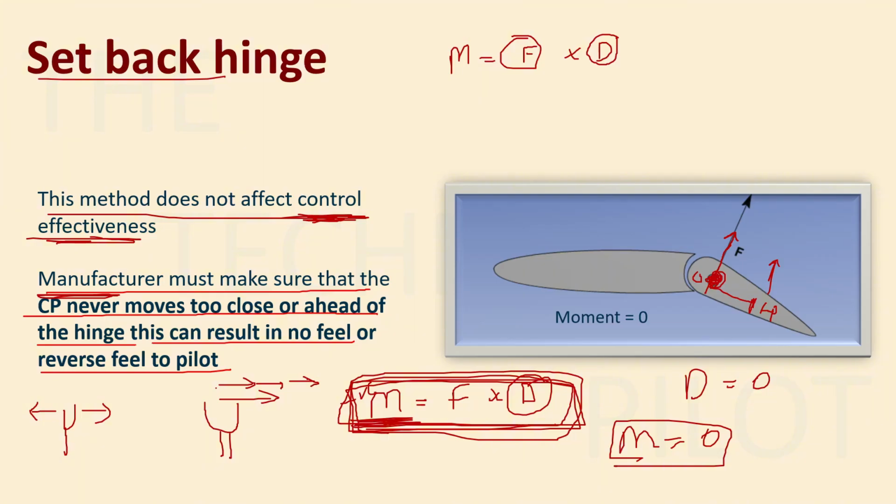This is very, very dangerous, right? The controls will automatically come towards you. From your side you will have to apply opposing force to stop it. So this can happen when the CP is moving ahead of the hinge line. And if it is on the hinge line, then what will happen? Your control forces will come to zero and you will have no feel of the controls.